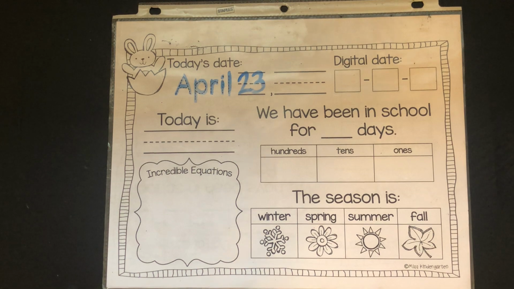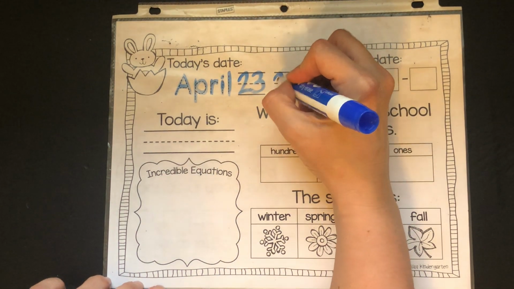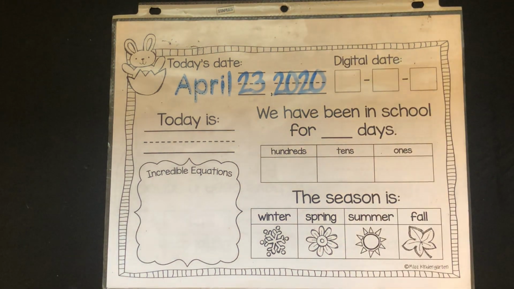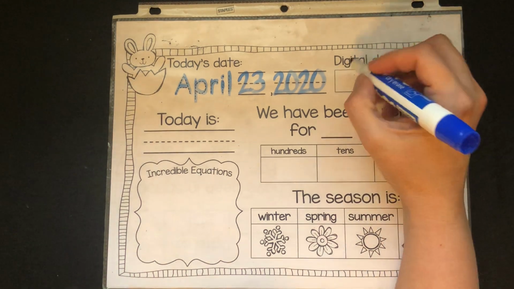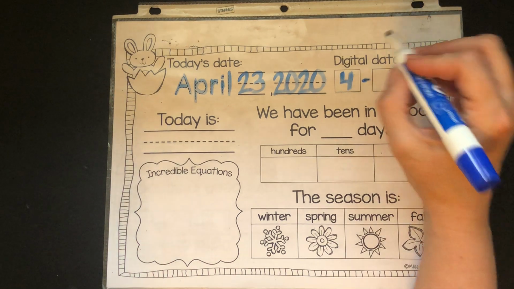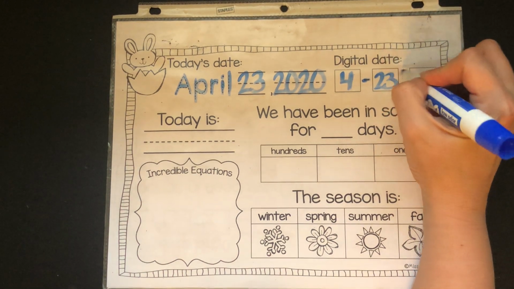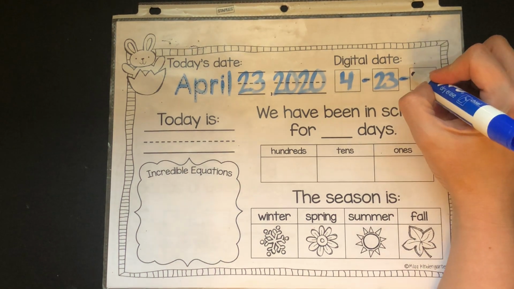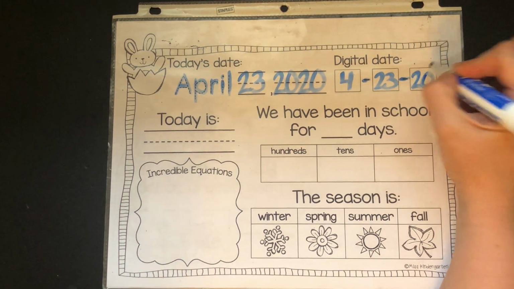What year is it, love bugs? 2020. Good. Remember, if I go too fast, you can always pause your teacher now that I'm on YouTube. Kind of cool. All right. When you're doing your digital date, what number do we give April? What number month of the year is April? Right. It's the fourth month of the year. How many days of April have there been? 23. Very good. And how do we write 2020 in a shorter way? In a two-digit way. Good, we write a 20.